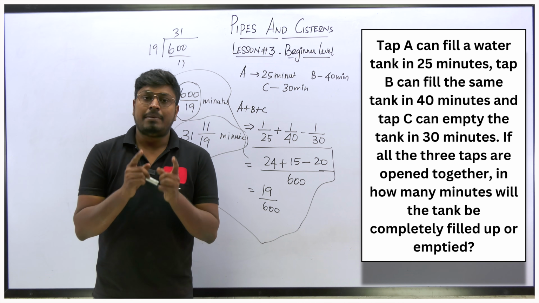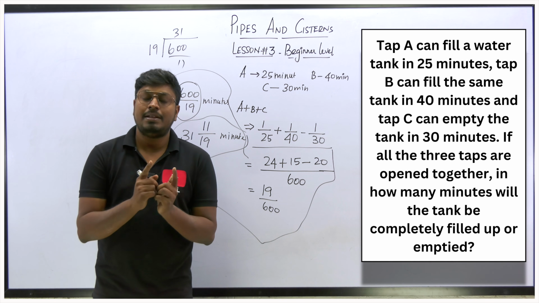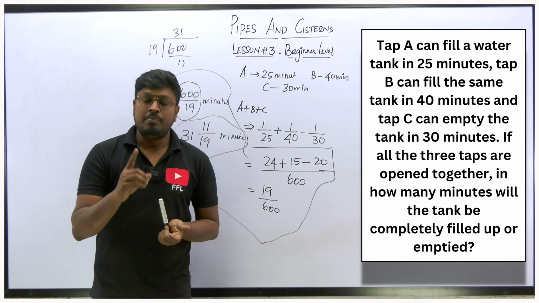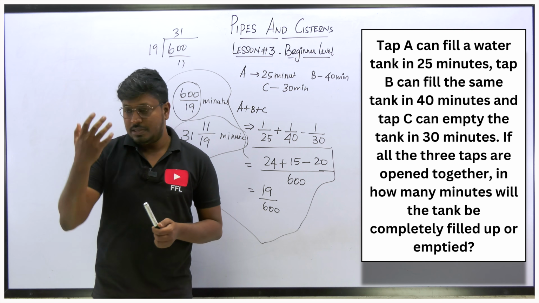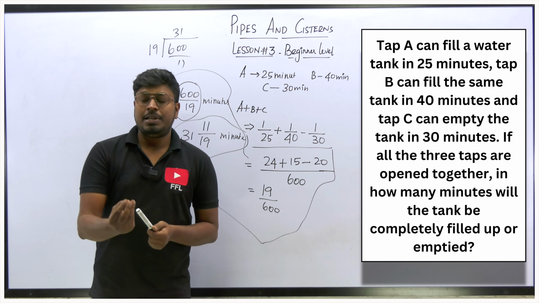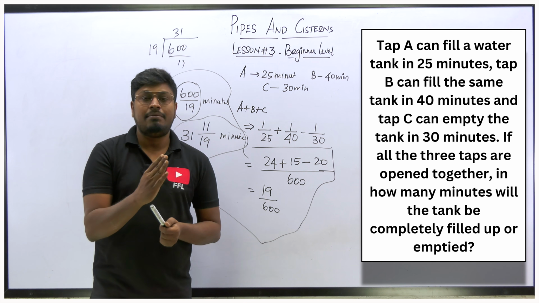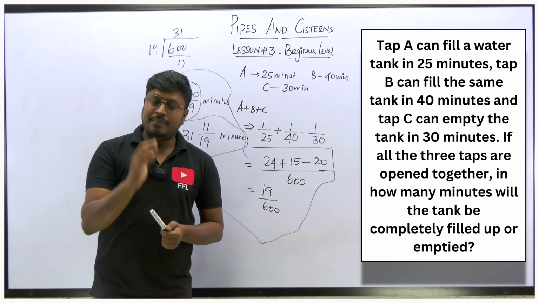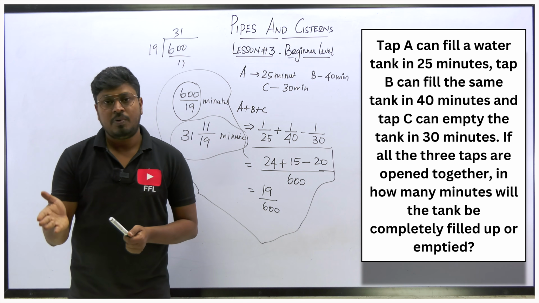So don't forget to practice the questions I have given in the test series. Try to practice more and more questions and then search on Google. You will get many basic questions on pipes and cisterns. Minimum 30 to 40 questions, only basic level questions. Try to solve them, and after solving 40 questions, then move on to the next step.